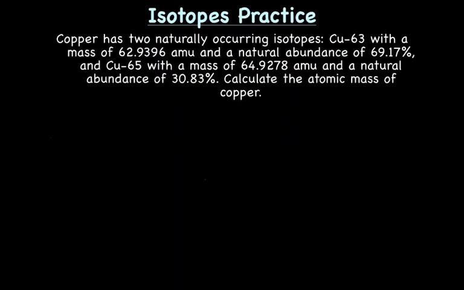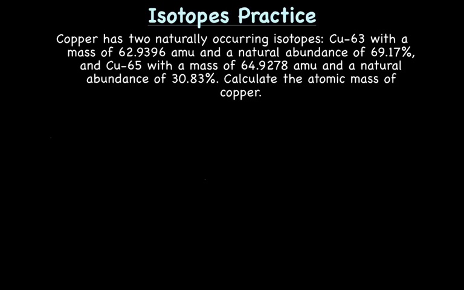All right, so here's our practice problem. Copper has two naturally occurring isotopes. Copper 63, which has a mass of 62.9396 AMU, or atomic mass units, and it has a natural abundance of 69.17%, which means almost 70% of all copper is this copper 63. And then we have copper 65, which has an actual mass of 64.9278 AMU and a natural abundance of 30.83%. Calculate the average atomic mass of copper.